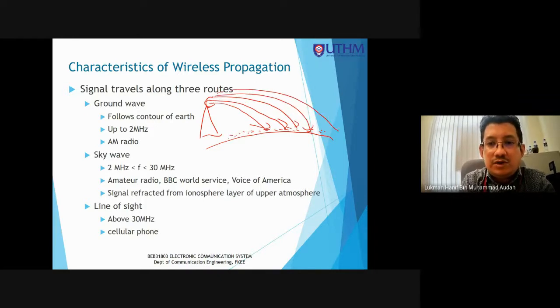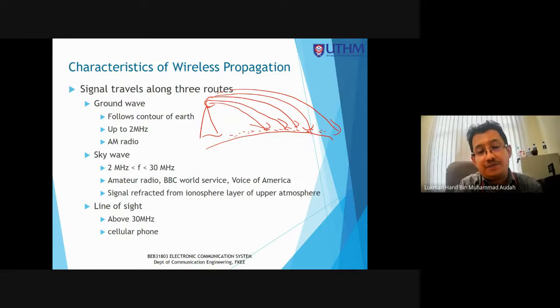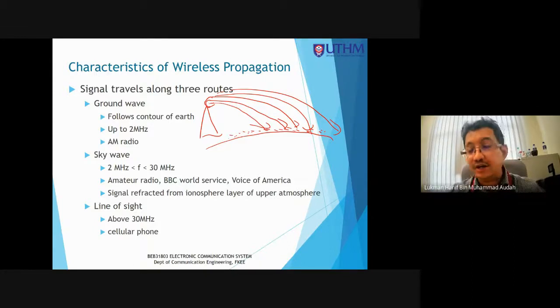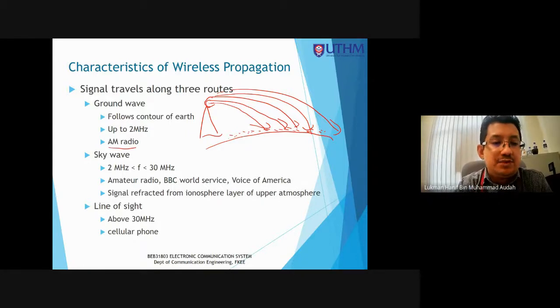So this is what it means by the ground wave. That means the signal is transmitted to the ground, following the surface of the earth. So biasanya dalam adalah daripada pencawang telecommunications kepada pengguna di bawah yang lebih rendah. Okay, and then what? So this is, for example, AM radio.